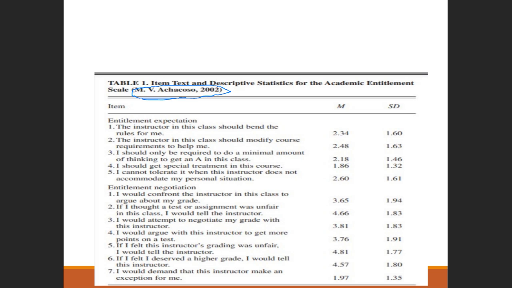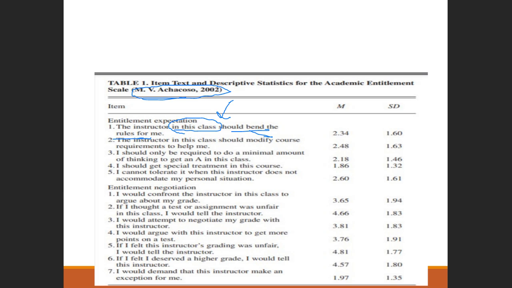So these researchers have said that they have made modifications like this one: "Instructor in this class should bend the rules for me." Now this is the modification they use. For instance, the original item would be "The instructor should bend the rules for me." So they have included this particular phrase in this questionnaire: "the instructor in this class."